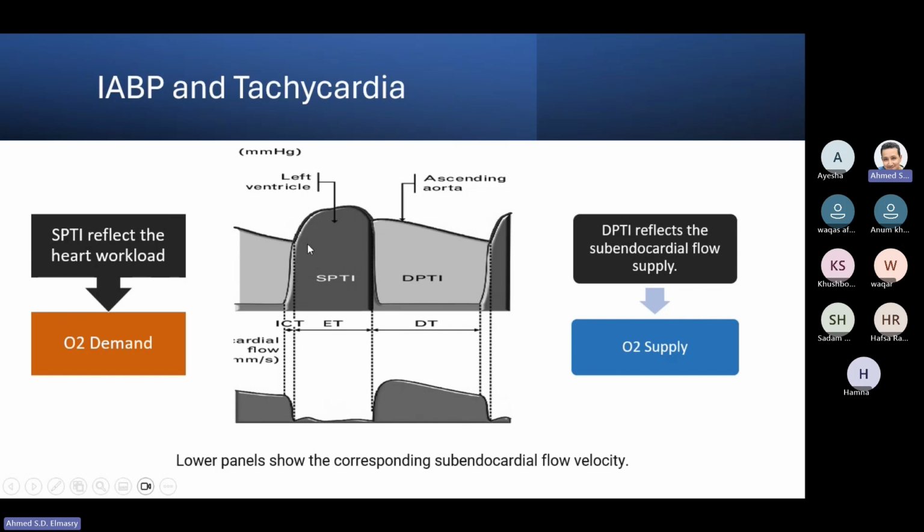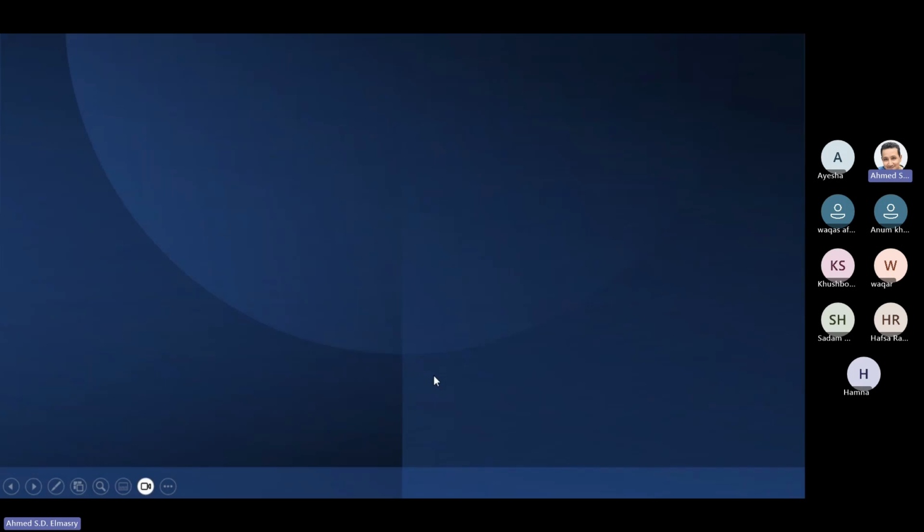So if you increase the heart rate, the timing for the diastolic pressure time index will be short, and the time for the coronary perfusion will be reduced. So this will decrease the oxygen supply to the heart.